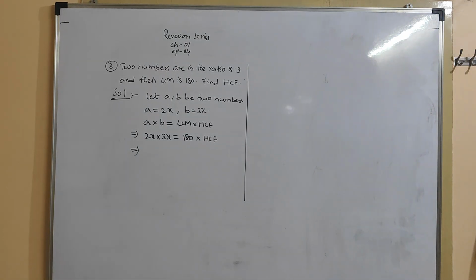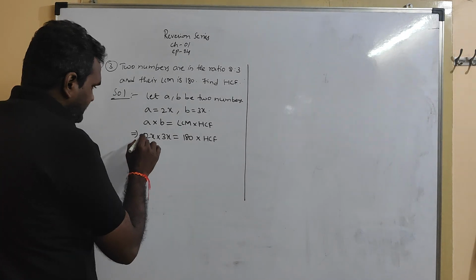Here you have to be very careful. Why? Because two variables are there. X is one variable you have to find and HCF is another variable you have to find. So that is the reason you have to use little trial and error methods like that.